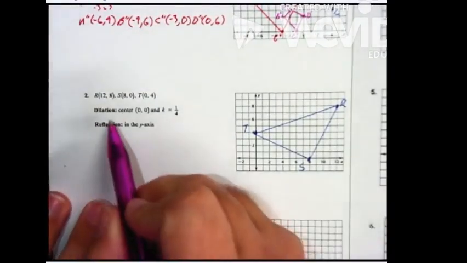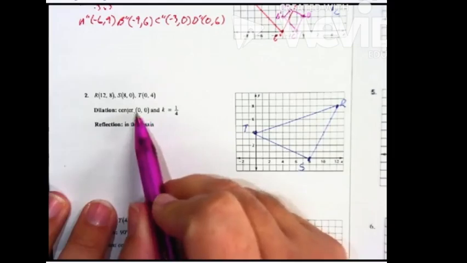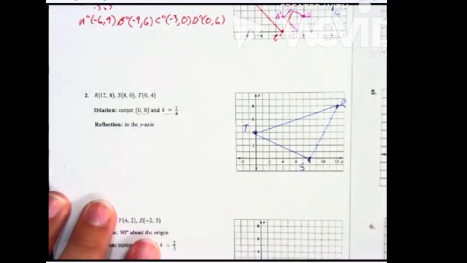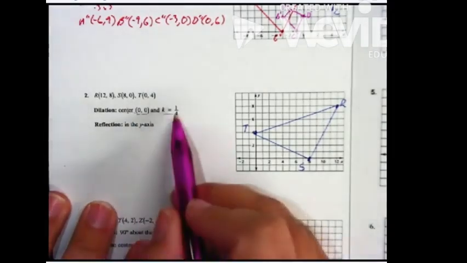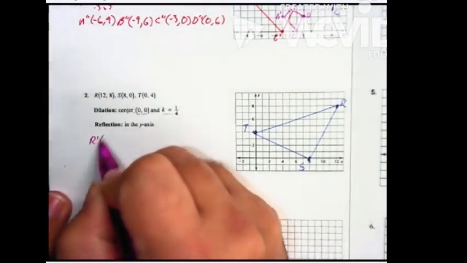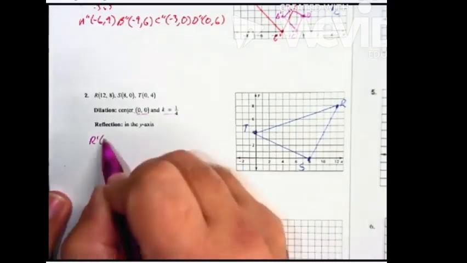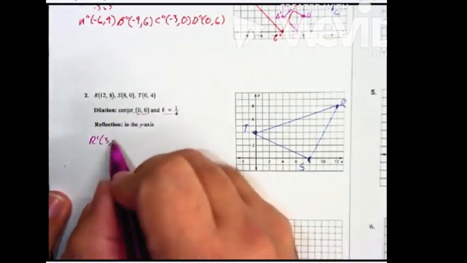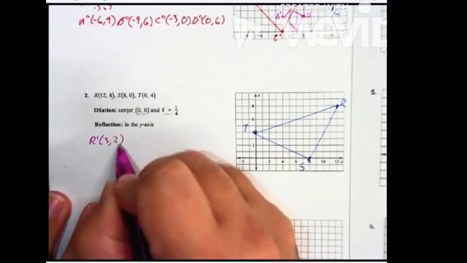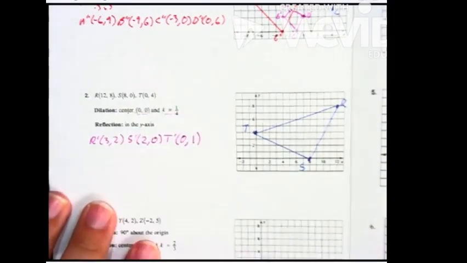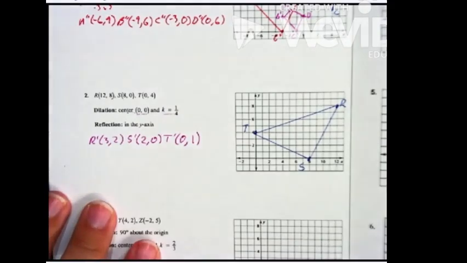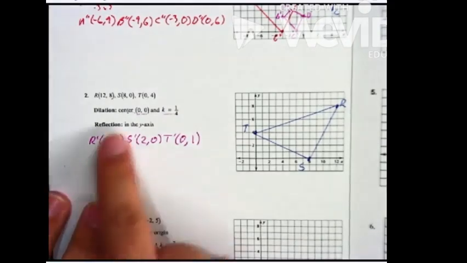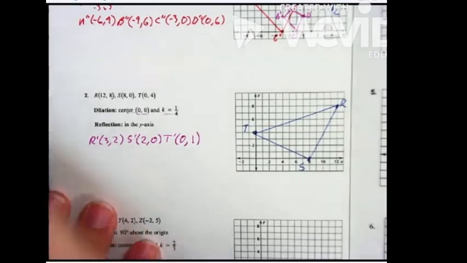So let's see here. Okay, so we're going to dilate with a center of 0. K is 1/4. So all we have to do is take our K, multiply it by our points. So for R prime, 1/4 of 12 is 3. Then 8 times 1/4, 1/4 of 8 is 2. So that is my intermediate step, my middle step.